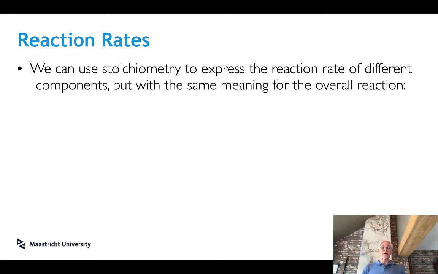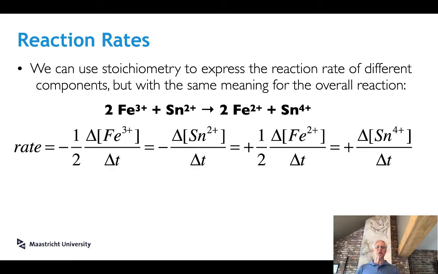So what we want to be able to do is find a way to express the rate of a reaction with just a single value. It doesn't matter which reactant or which product we use, we are always going to get the exact same value to express the rate of a reaction. Turns out that we can use stoichiometry to accomplish this. Let's go back to this reaction that we saw on that very first slide. 2Fe3+ plus Sn2+ goes to Fe2+ plus Sn4+.